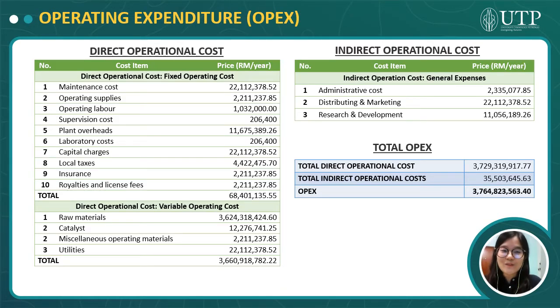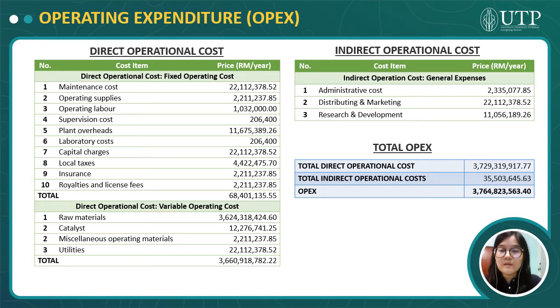Hi, I'm Whitney. Now I'm going to talk about the operating expenditure, which is the OPEX of our plant. The operating expenditure OPEX is an ongoing cost for running a product, business, or a system. The OPEX consists of two major contributing aspects, which are the fixed operating cost and variable operating cost. Based on the table, the fixed operating cost of our plant is approximately 68 million ringgit, while the variable operating cost is 3.7 billion ringgit.